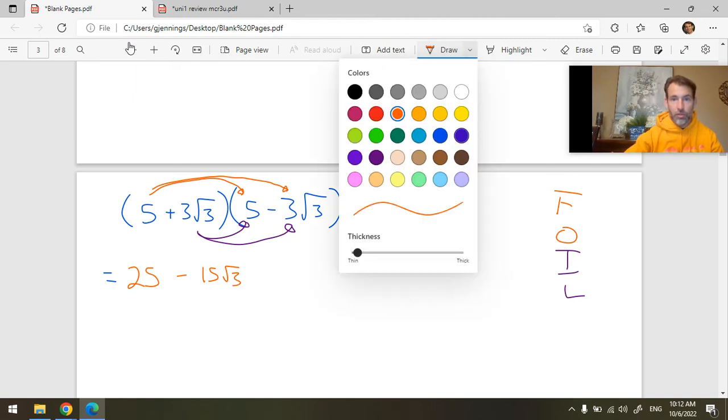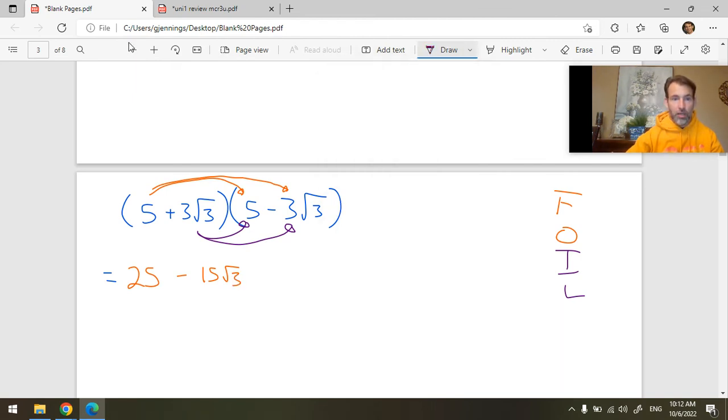Okay, and then the other two terms are given by 3 root 3 times 5, so that's plus 15 root 3. And then 3 root 3 times negative 3 root 3, well, let's figure that out. Multiply the coefficients, gives me minus 9. And then multiply the radicands. 3 times 3 gives me minus 9 root 9. Let's carry on and simplify this.